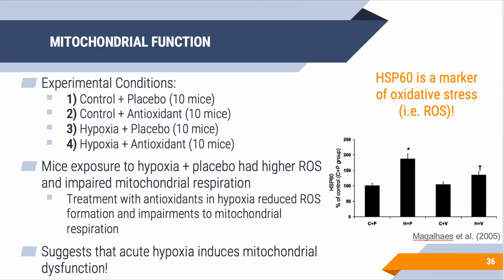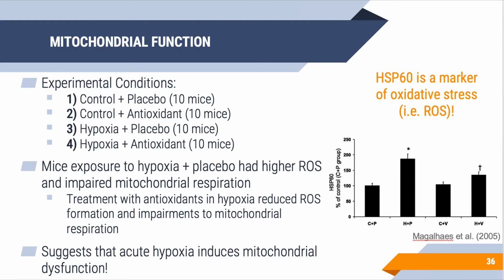So what they found is mice exposed to hypoxia and a placebo, so strictly exposed to hypoxia, had greater reactive oxygen species. So remember that HSP60 is a marker of oxidative stress, i.e. reactive oxygen species. So when that bar is higher in the hypoxic plus placebo condition, we're seeing higher ROS formation. Importantly, this higher ROS formation translated to impaired mitochondrial respiration.